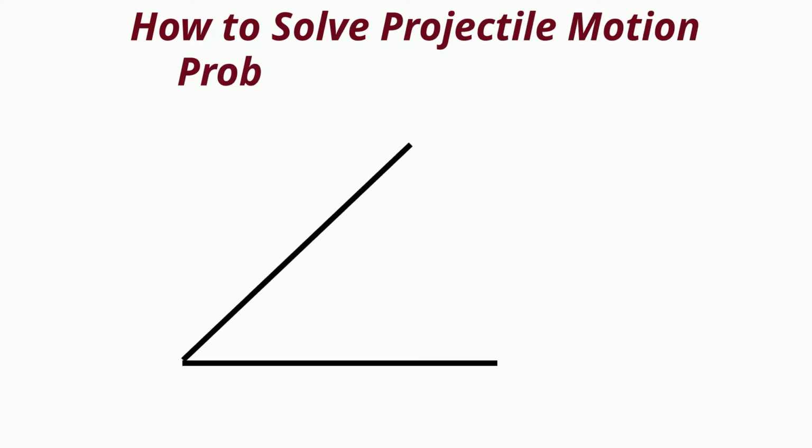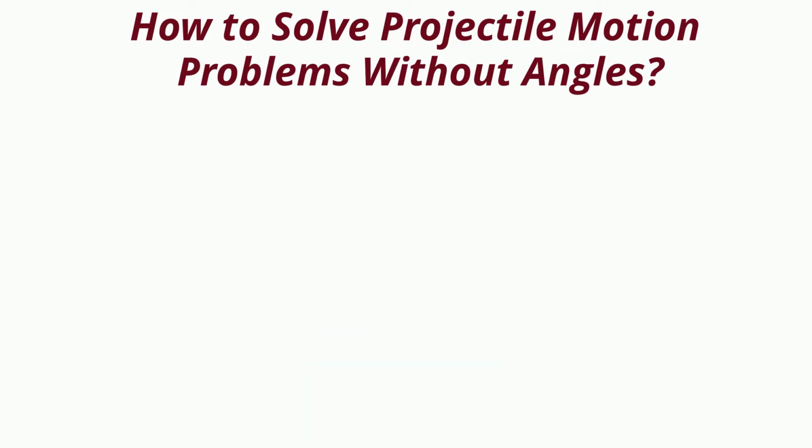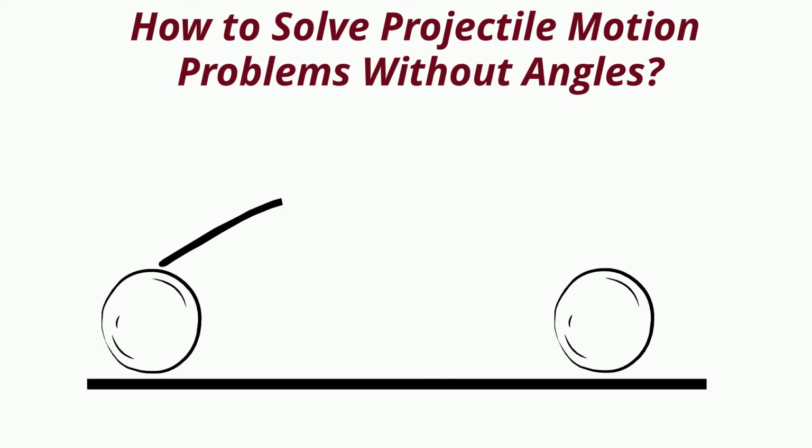How to solve projectile motion problems without angles? There can be many different ways of finding the missing angles of a projectile motion. There can be chances that the object is thrown from the ground and reaches the ground. In such cases, the initial height and final height of the object will remain the same.